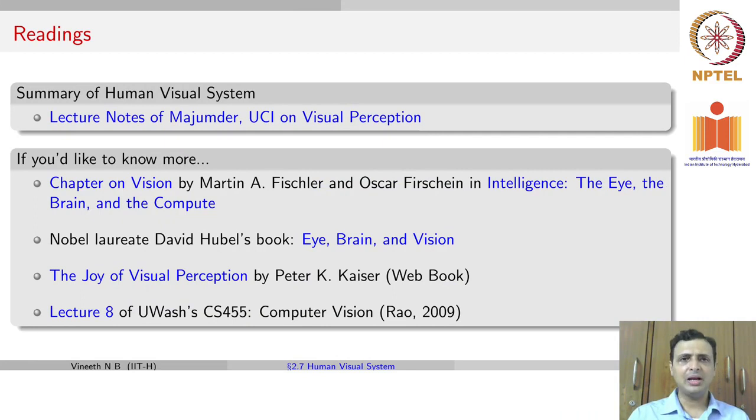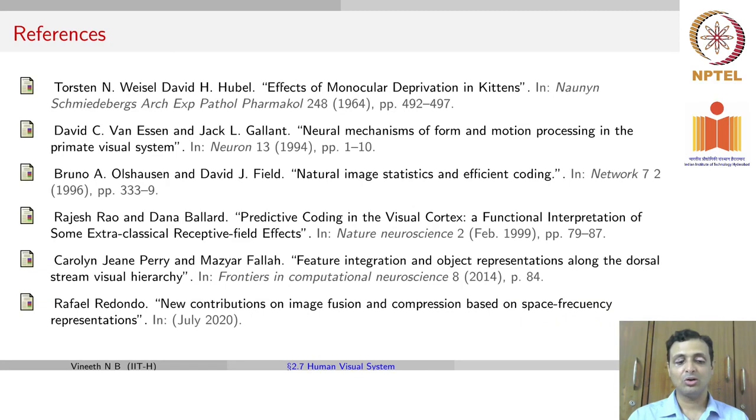This was primarily intended to give you a parallel between what we've been discussing so far and how the human visual system perceives. If you're further interested, there's a nice summary of whatever we've discussed so far in the lecture notes of Dr. Aditi Majumdar at UCI on visual perception. And if you're further interested, there are many more links on this slide which you can read to understand more. And the lectures of Dr. Rajesh Rao, from whom these slides were borrowed, is also there as one of these links if you want to read more. Here are some references for you to read.